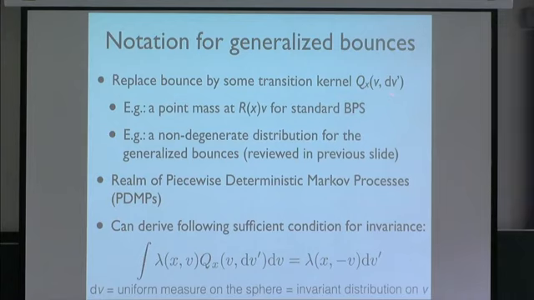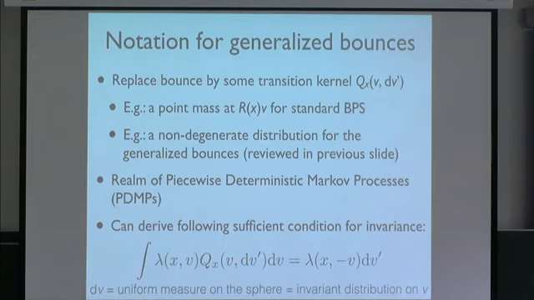So for example, it's a point mass at what we denote Rxv, so just the velocity after reflection for standard BPS. And for these other examples, we get some non-degenerate distributions, okay? So by making this generalization, instead of calling it BPS, it might be more fair to say that we enter the realm of piecewise deterministic Markov processes, where you say there's some deterministic behavior, which in this case happens to be a straight line, and then there's a transition kernel, that is the jump, which just changes the velocity, and these happen at some intensity, which we're going to keep the same as the BPS for today.